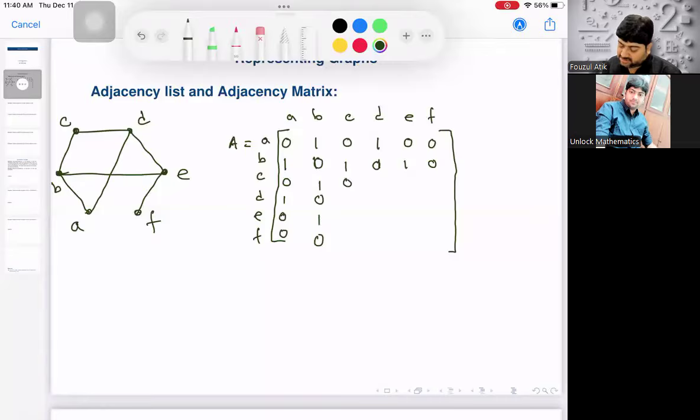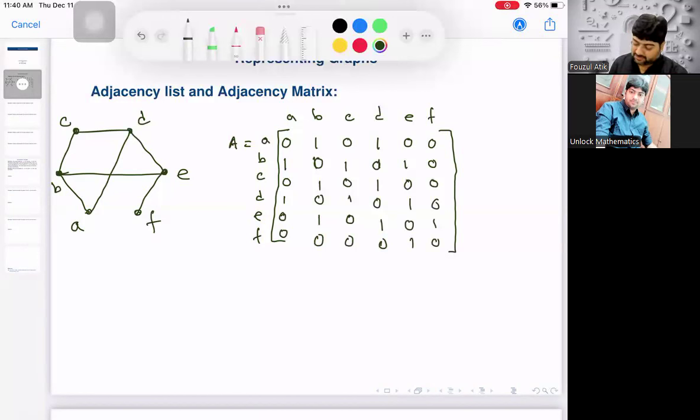Similarly, C to C, 0. C to D, it is 1. C to E, it is 0. C to F, it is again 0. So 0, 1, 0, 0. Same thing will follow. D to D, 0. D to E, it is 1. D to F, it is 0. Similarly, E to F, 0. This is how one can fill the matrix.